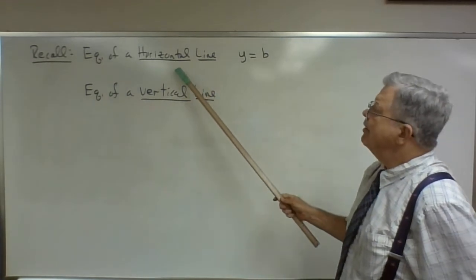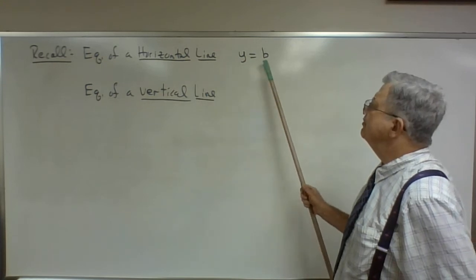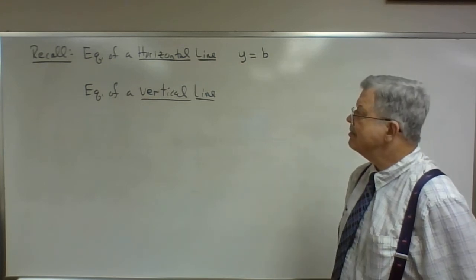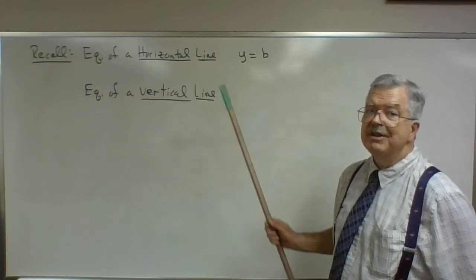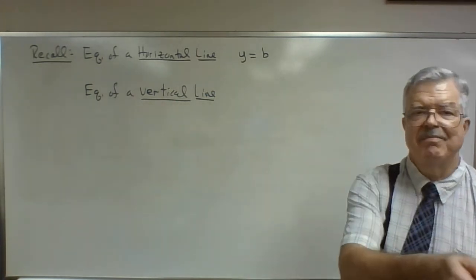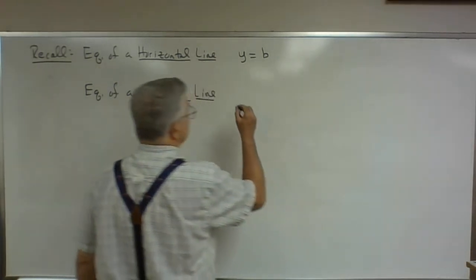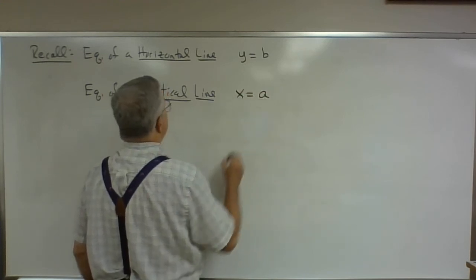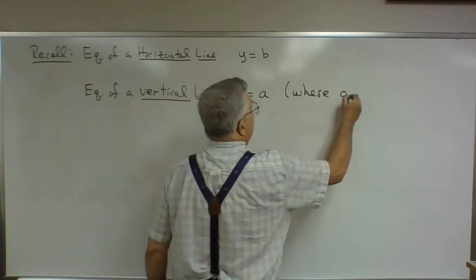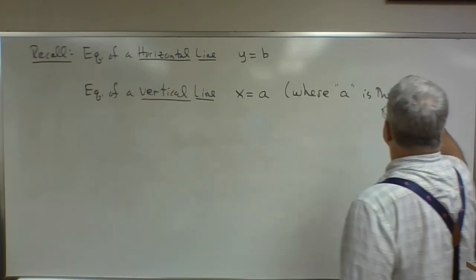Remember that if we have a horizontal line, the equation of a horizontal line is y equals b, where b is the y-intercept. So by analogy, the equation of a vertical line, what do you think it's going to be? Here's what I think. x equals a, where a is the x-intercept.